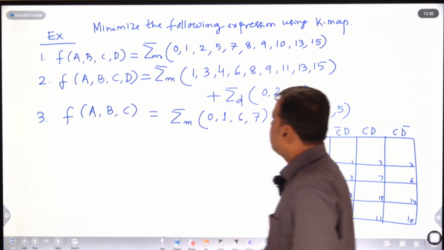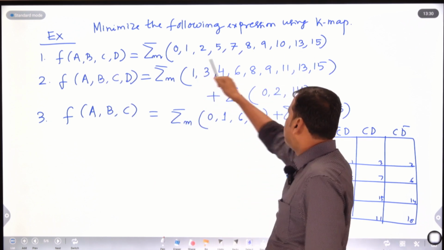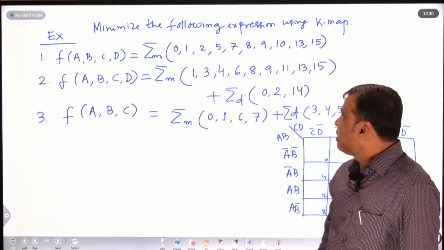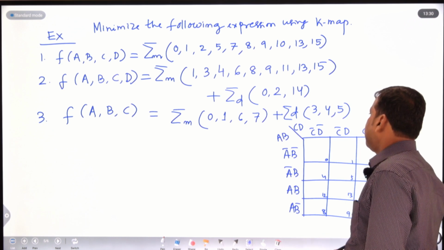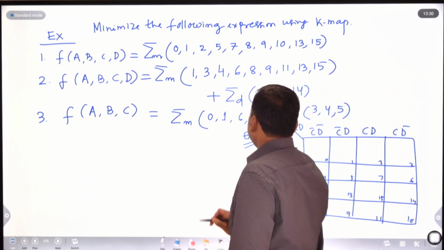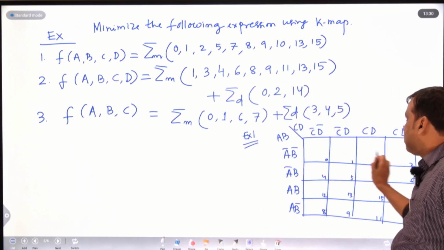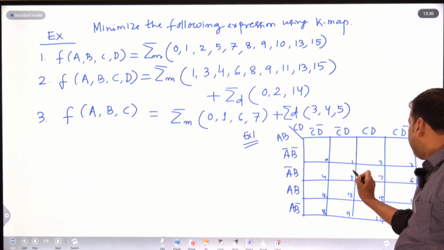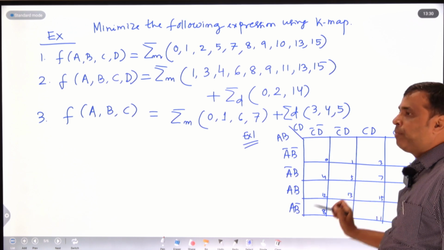Here is the example: f of A B C D equals the sum of 0, 1, 2, 5, 7, 8, 9, 10, 13, 15. This is question number 1. What we will do? On the respective decimal values, there are 4 variables, so there are 16 squares: 0, 1, 2, 3, 4, 5, 6, 7, 8, 9, 10, 11, 12, 13, 14 and 15.